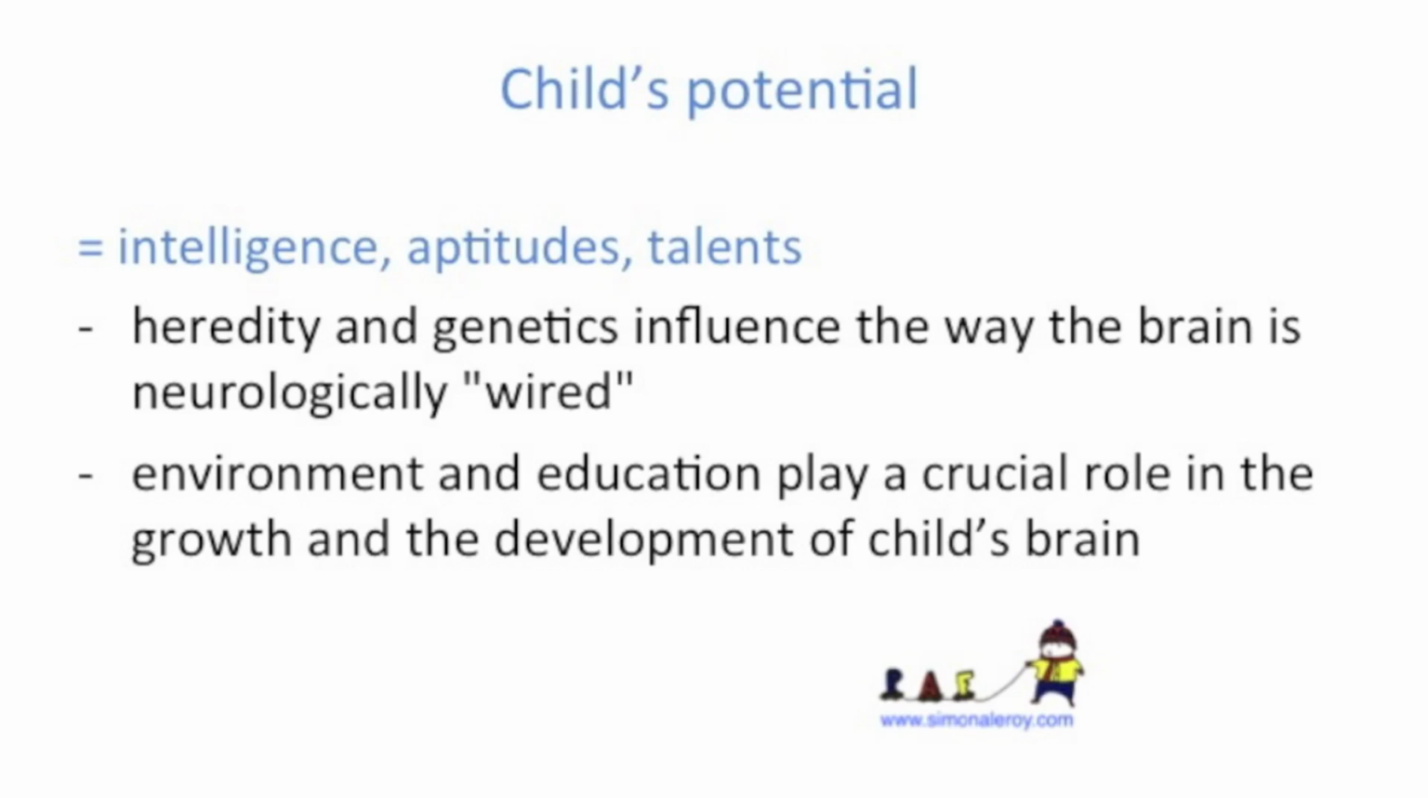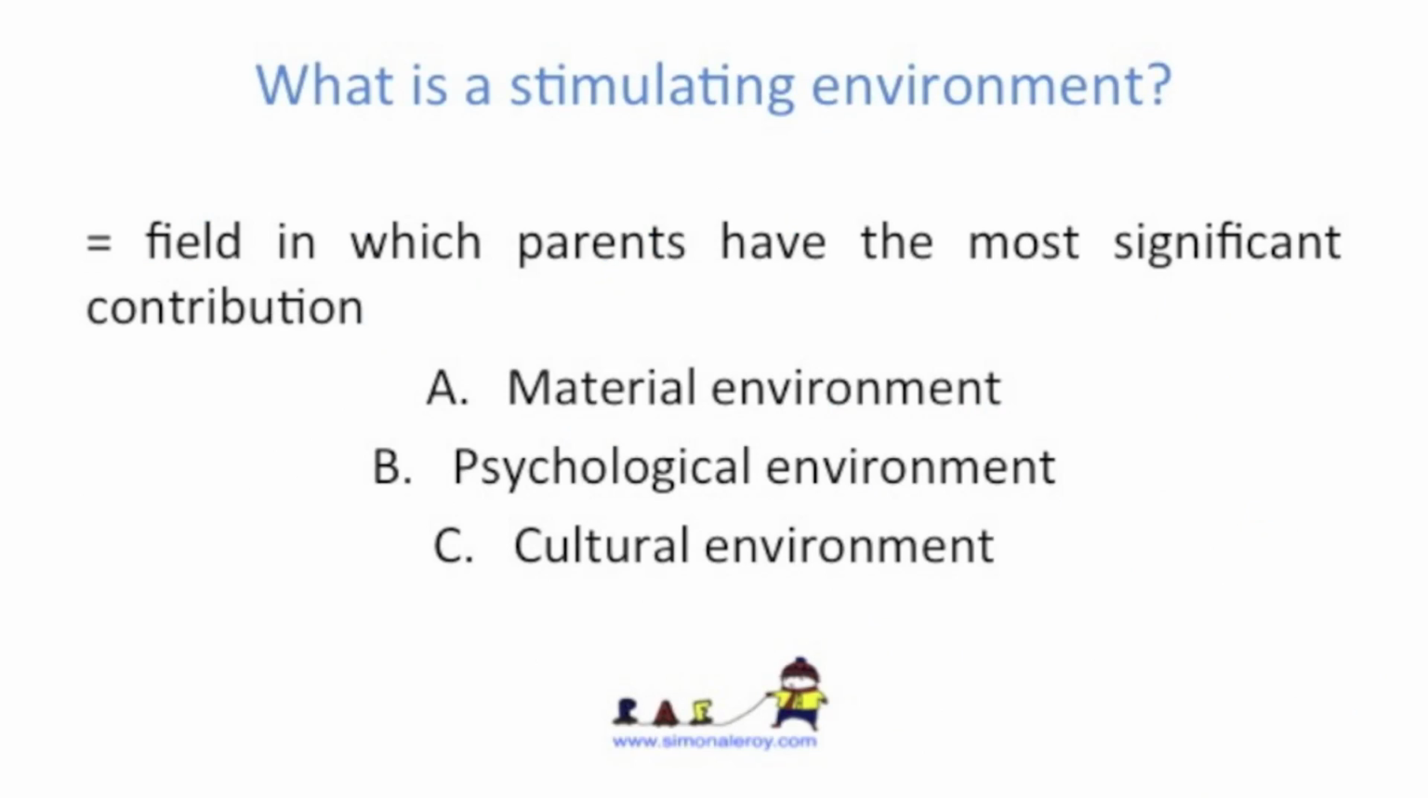And now, let's have a quick look at how intelligence, aptitudes, and talents occur and develop. Heredity and genetics influence the way the brain is neurologically wired, shaped. Heredity and genetics are contributing factors that determine the strongest type of intelligence, aptitude, or talent. Heredity and genetics are important factors, but not the only ones.